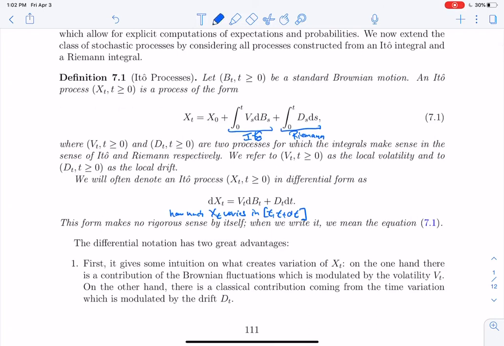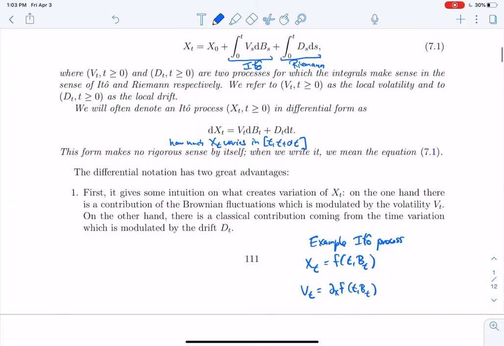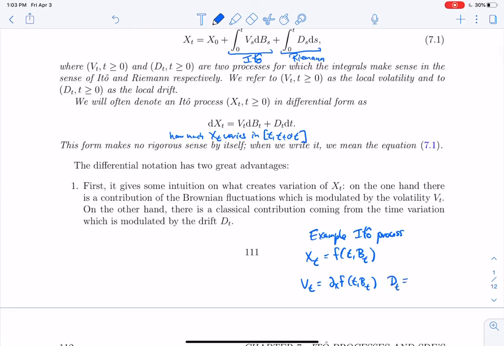It's later in the notes, but let's do it right now. An example of Ito is what we did last lecture. If I take X_t to be a function of time and Brownian motion, and I apply Ito's formula, this tells me that the volatility is the derivative with respect to space, evaluated at (t, B_t). Okay, just look at the form of Ito's formula. And the drift, well, it's a bit more complicated. There's a derivative with respect to time, and there's the second derivative with respect to space.